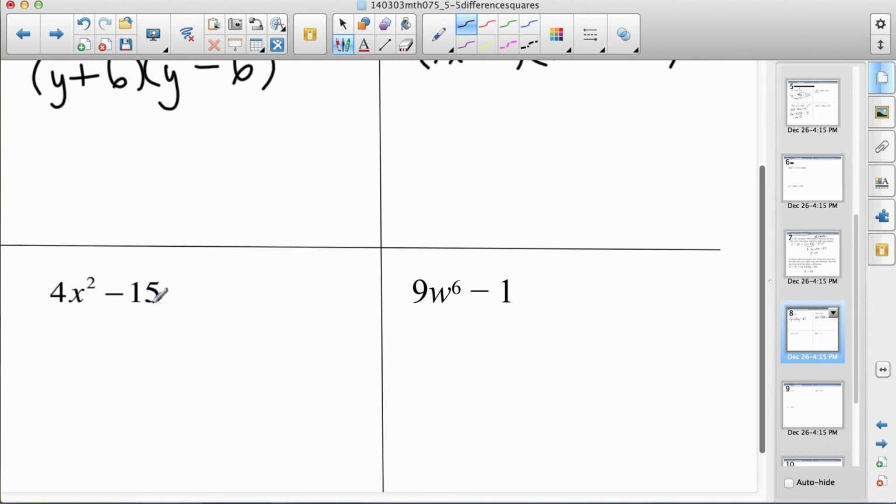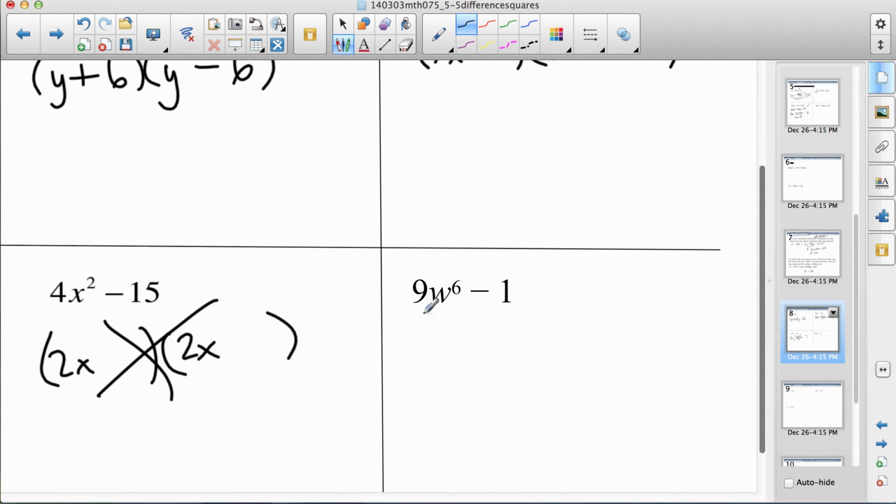Try this one down here. 4x squared, yeah, I can do that. So that's 2x and 2x. Oh, can't do anything with 15. Wouldn't be able to factor that one. I could solve that if it were an equation, but it's not a difference of squares.